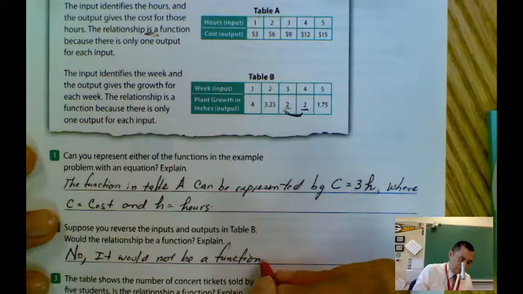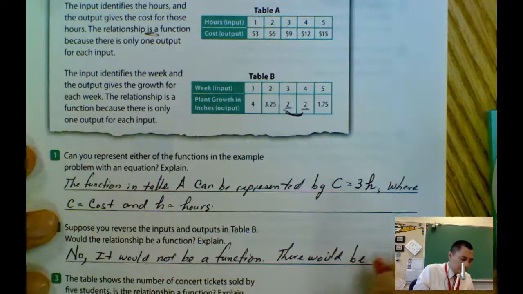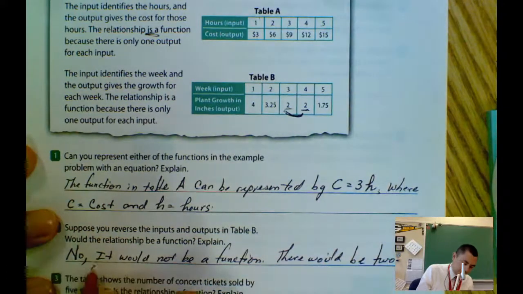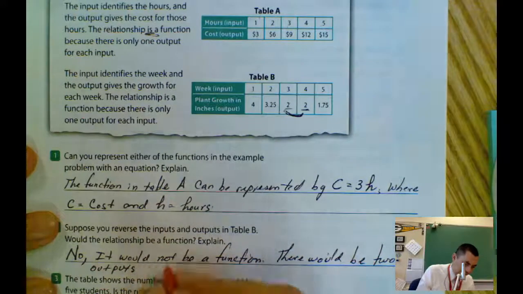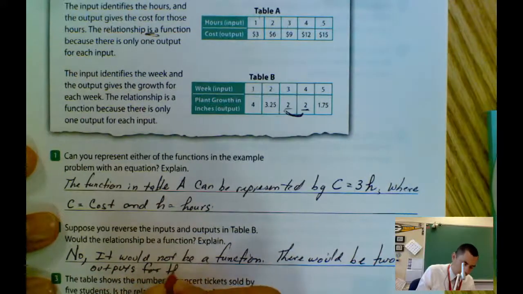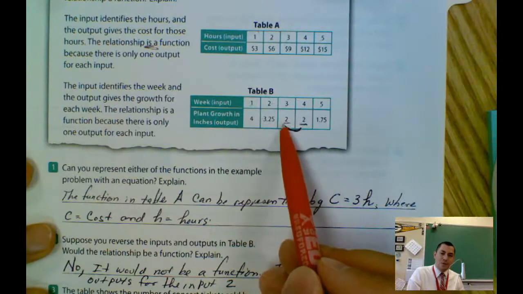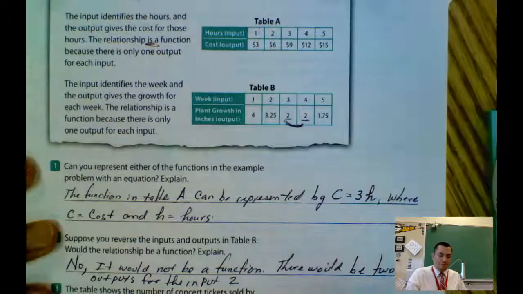There will be two different outputs for the input 2. So as you can see, this input 2 has different numbers. You have the repetition, so it's not a function.